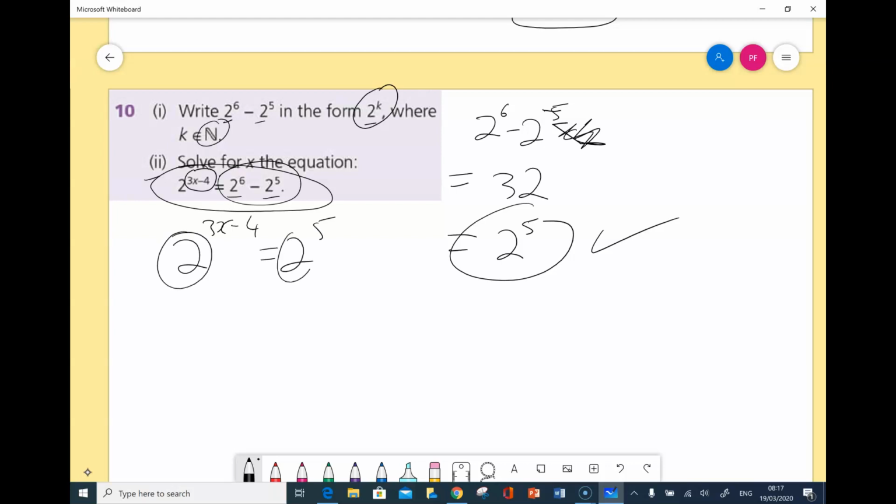Our base numbers are the same, so our indices must be the same. 3x minus 4 equals 5. So 3x is equal to 5 plus 4. 3x is equal to 9. And x is equal to 9 over 3. X is equal to 3.